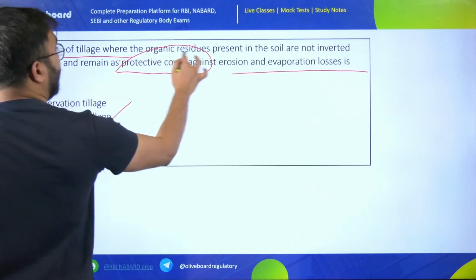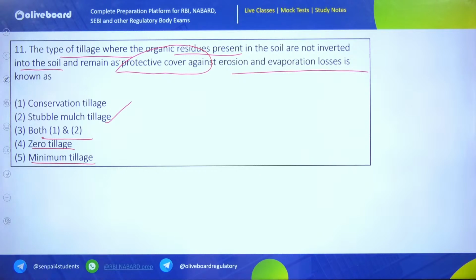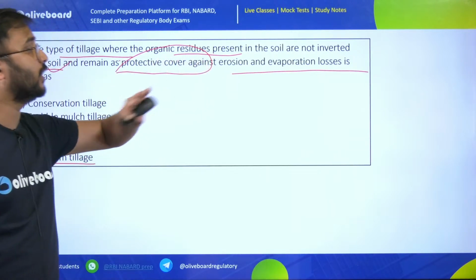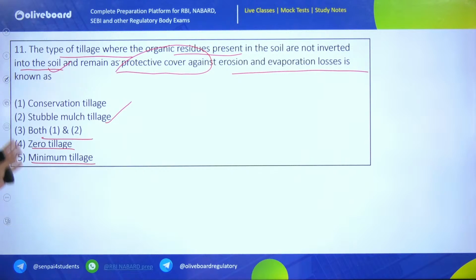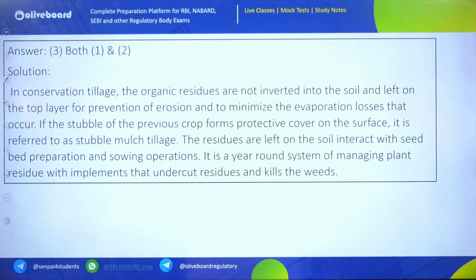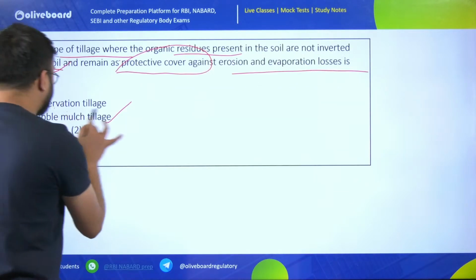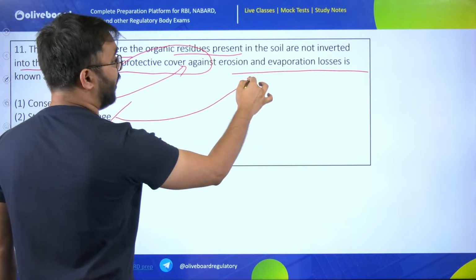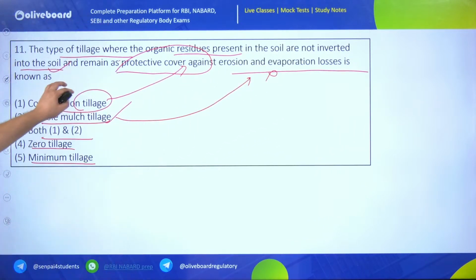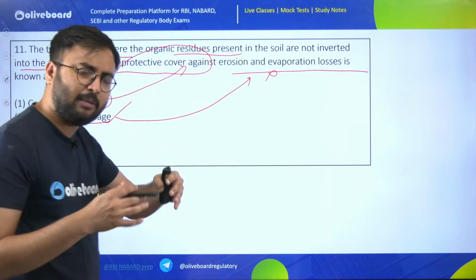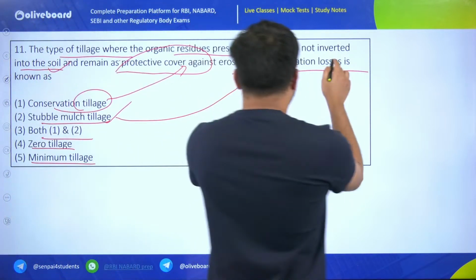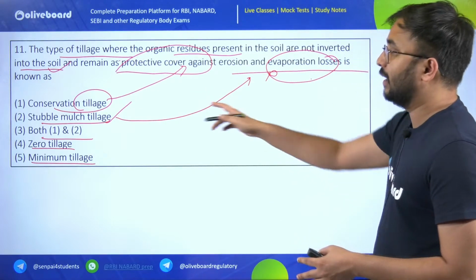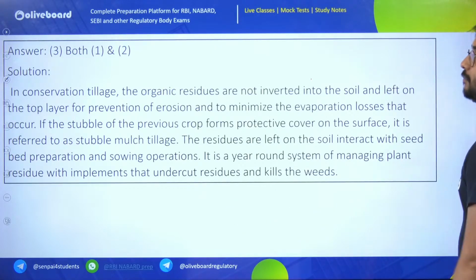The type of tillage where organic residues are present, guys, in the soil, not inverted into the soil, and they remain as a protective cover for the erosion and evaporation losses is known as which type of tillage? Yes, the answer here is 3, both 1 and 2, because conservation tillage is also there. At the same time, stubble mulch is also there. Why? Because in conservation tillage, it is all about minimum tillage activity. The evaporation losses, how you will prevent this? Simple, by adding a crop cover, and stubble mulch is nothing but a crop cover.